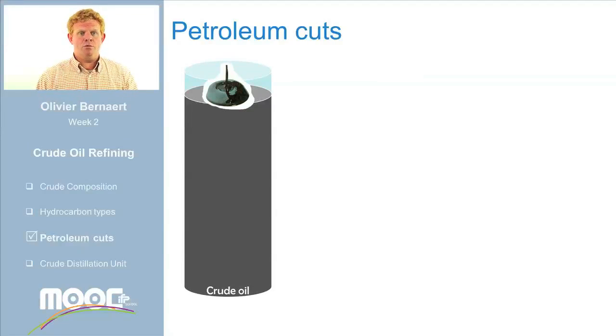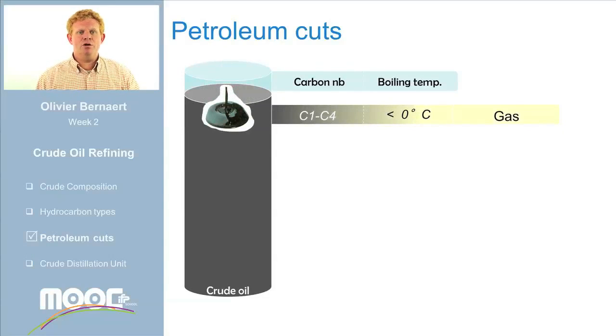At the top of the column, we have the lighter compounds, with the lowest carbon number and at the lowest boiling temperature. First, we have the gas, with a carbon number between 1 and 4, and with a boiling temperature range lower than 0 degrees Celsius. That means that under atmospheric pressure and at ambient temperature, these compounds are in the form of a gas. We find in this cut gas such as methane, ethane, propane and butane.